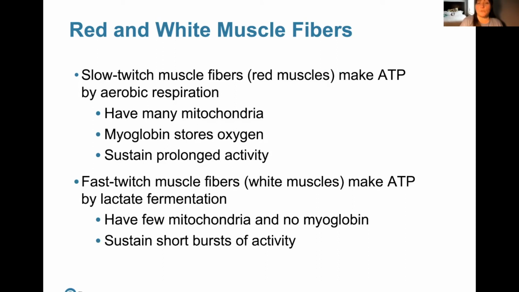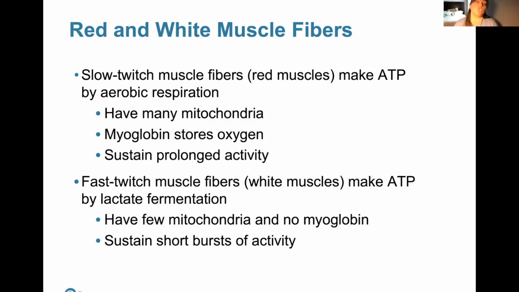The fast twitch muscles, or the white muscles, make ATP by lactate fermentation, have few mitochondria, no myoglobin, and sustain short bursts of activity. Now, here we go. The best way I know to help people remember this is I normally talk about chicken and turkey. Most people I know either eat chicken and or turkey, or they have eaten chicken and or turkey. And so I use this as the prime example.